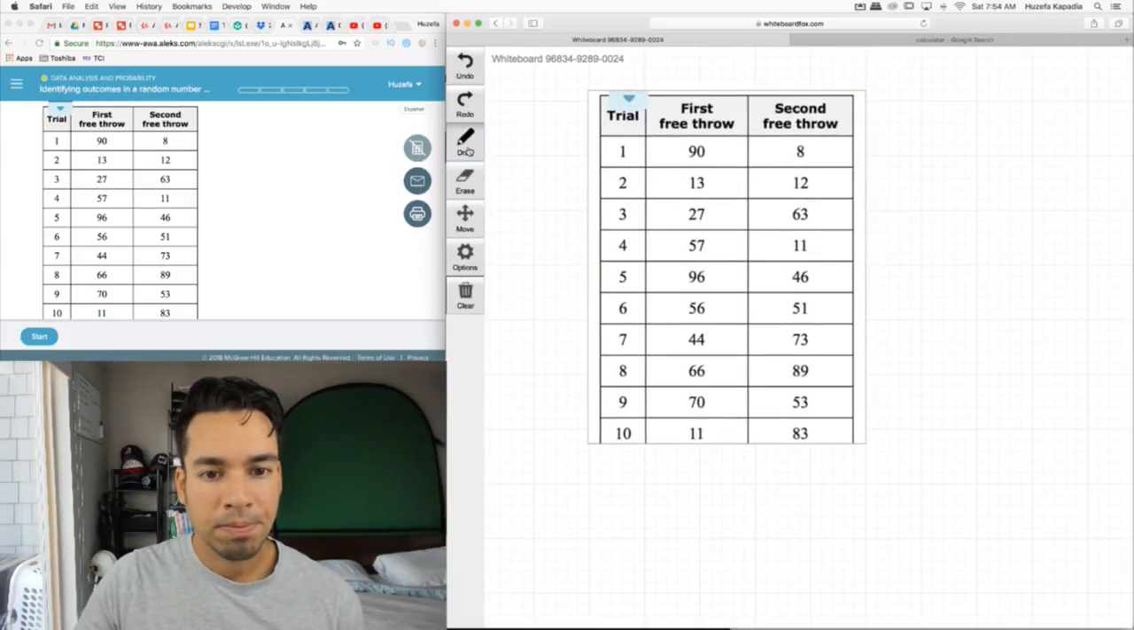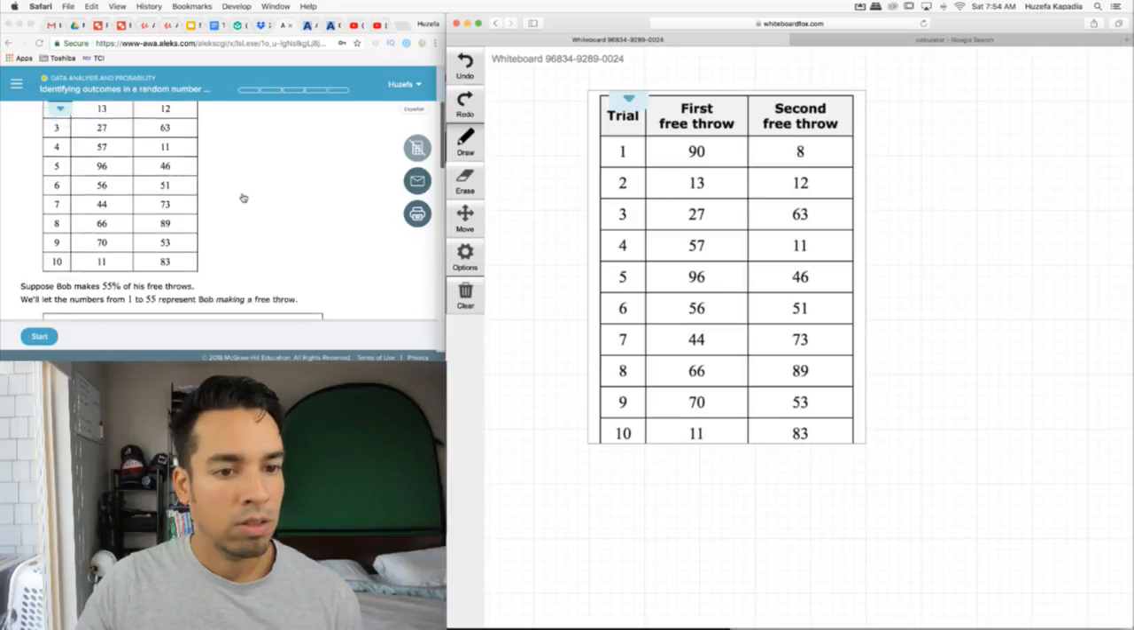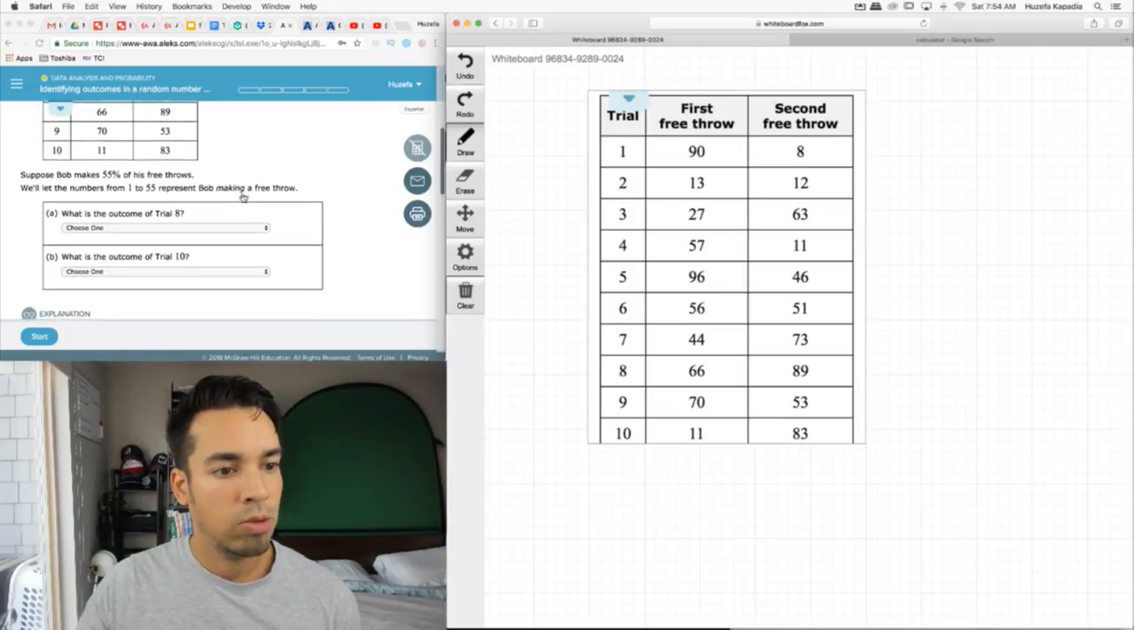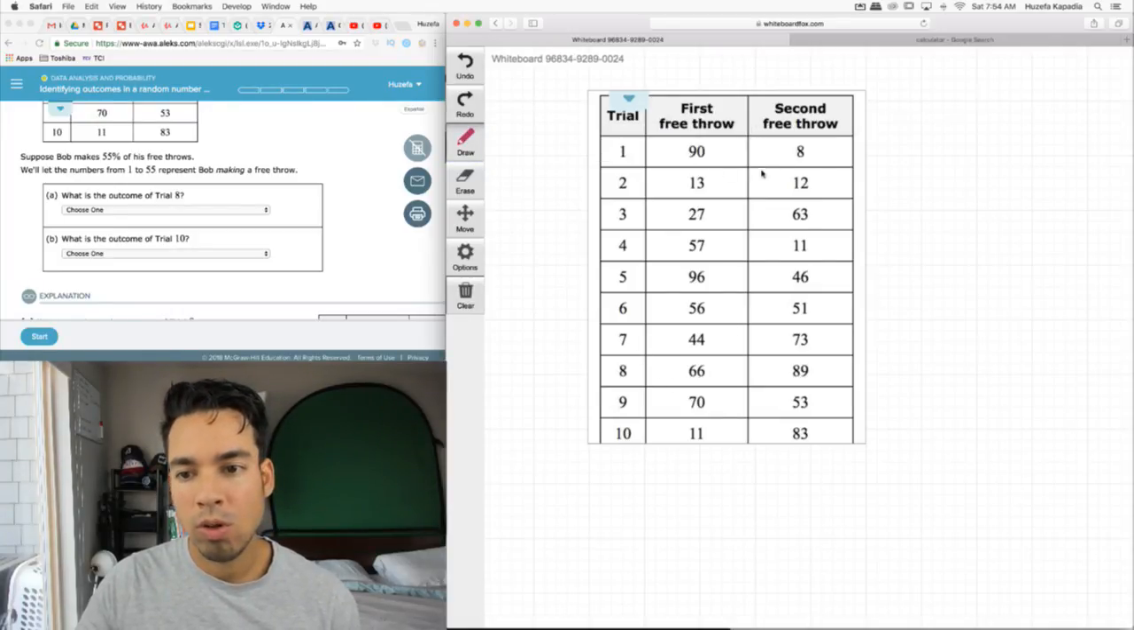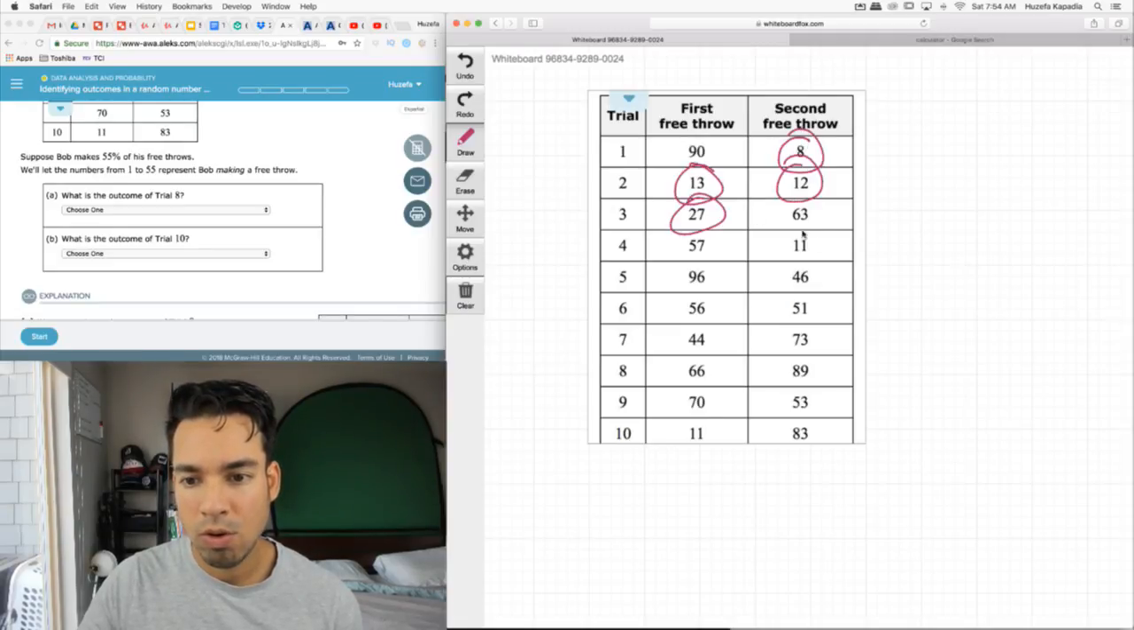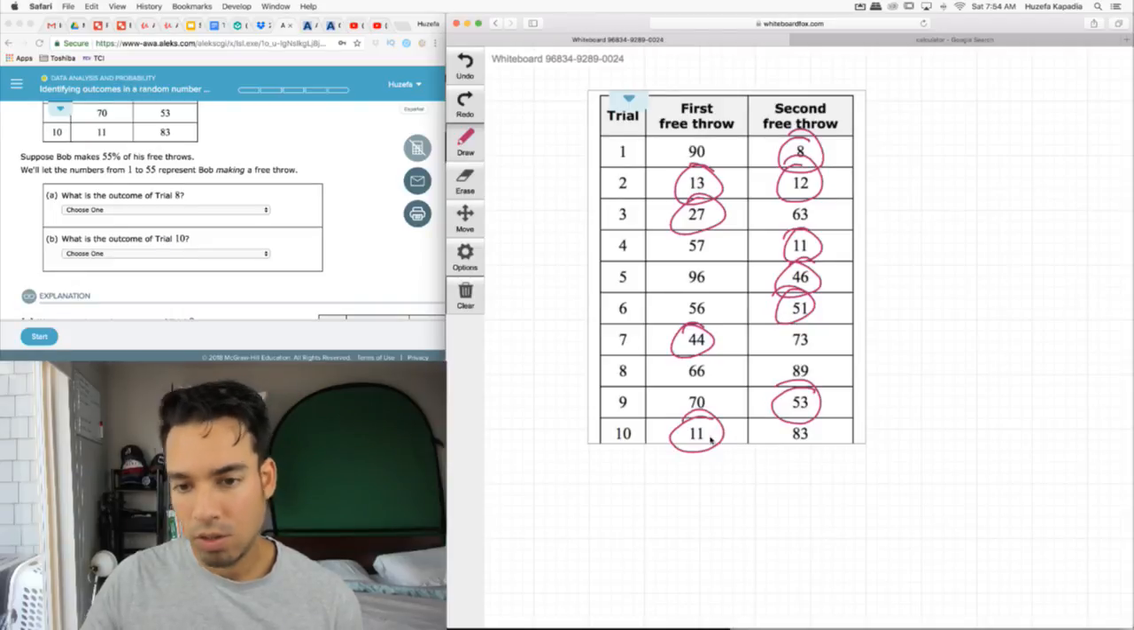So we'll let numbers 1 through 55 mean he makes it. I'm going to circle all those numbers in that range: 1, 2, 3, 4, 5, 6, 7, 8, 9, and 10. So in this case, out of these 20 shots, he's making 10.